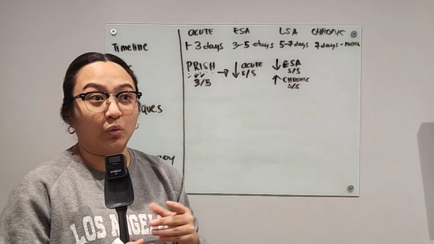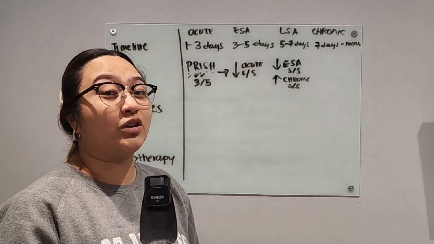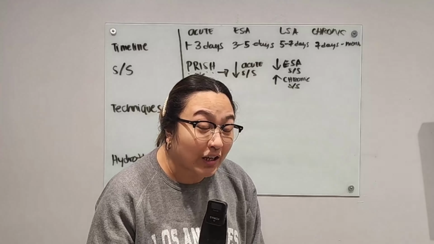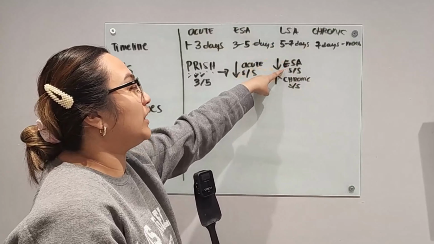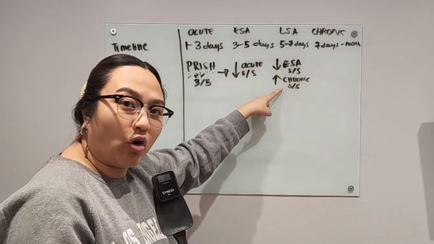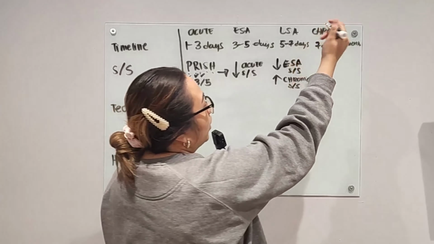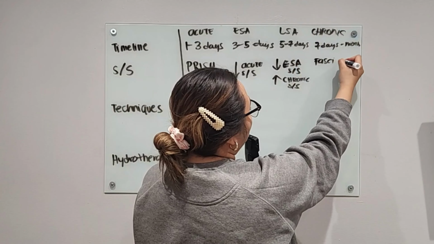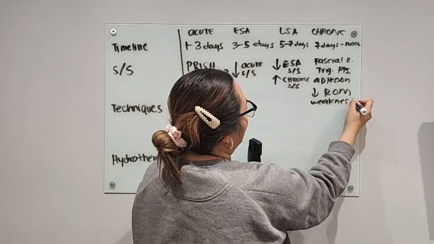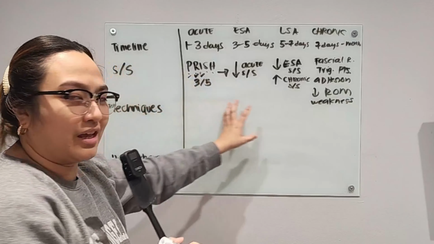So basically there would be trigger points starting to build up, fascial restrictions starting to build up, and this is where you see it. It's like a combination: there is still some swelling, but at the same time the chronic symptoms are starting to grow. So now for chronic symptoms, what are you looking for here? You're looking for fascial restriction, trigger points, adhesions, decreased range of motion, weakness, depending on the condition, right? So again, these are the things that you need to see.